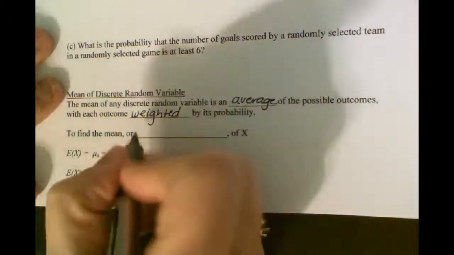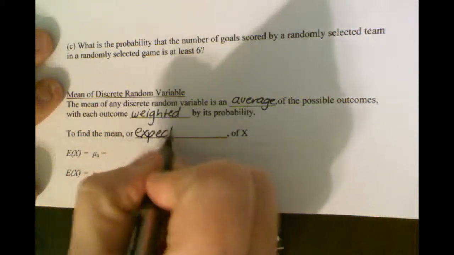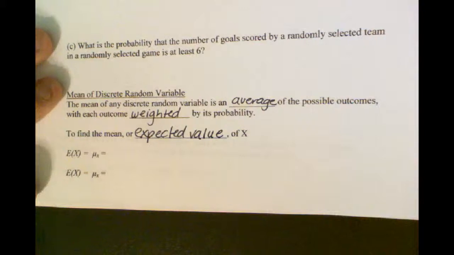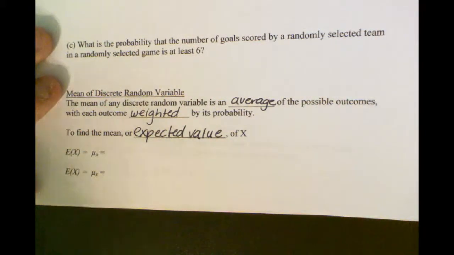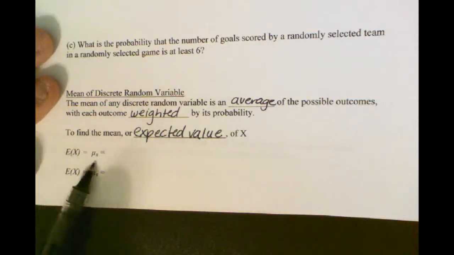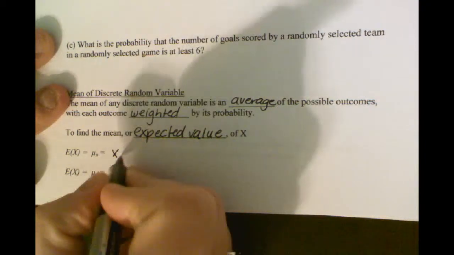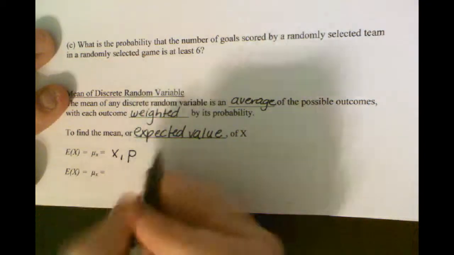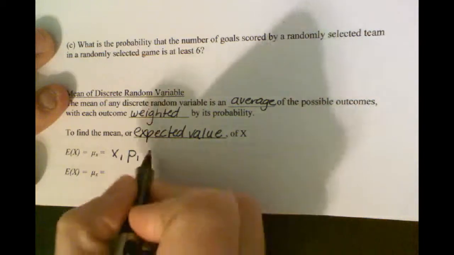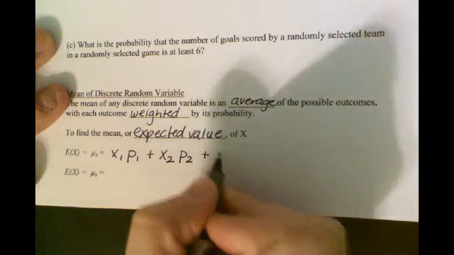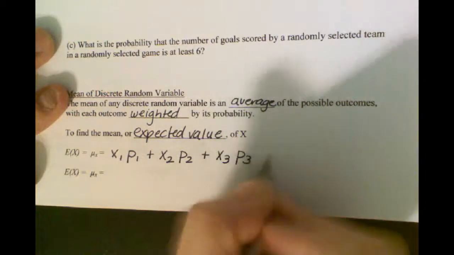The formula to find the mean, or it's also called the expected value. So from now on, if you see expected value or expected number of such and such, that is the same thing as asking the mean. You can write it as E of x, or mu sub x, and it is given by this formula. It's actually very easy. You take each x times its probability. So the first x times its probability. Then add the next x times its probability. Then add the next x times its probability, etc.